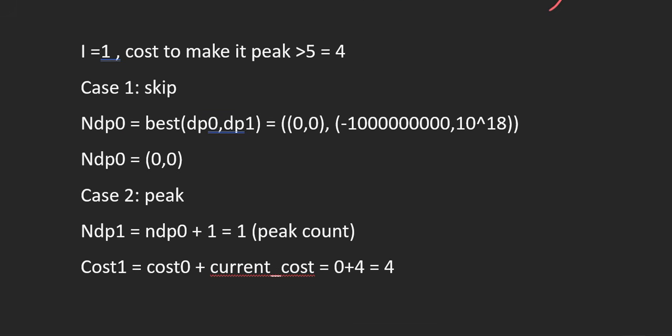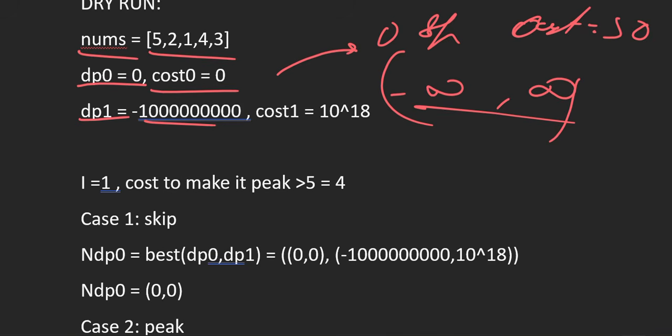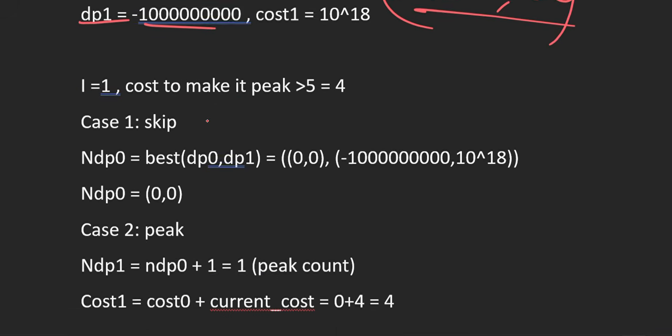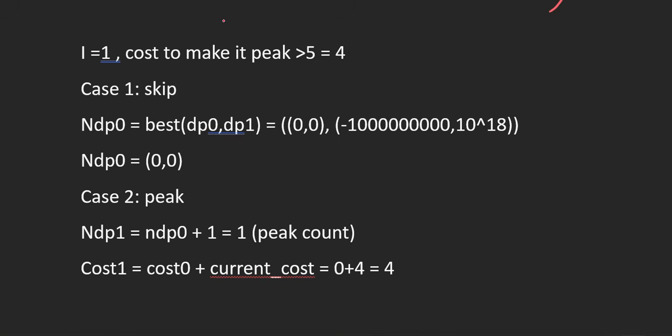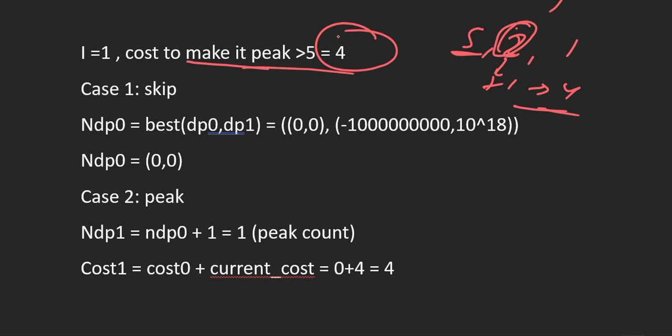Now what is the cost to make it a peak? So we have 5 to 1. If you have to make it a peak, then this should be greater than this, which means this should be equal to 6. So we have to do plus 1 how many times? 4 times. So the cost to make it a peak is 4, right? So let's see the two cases.